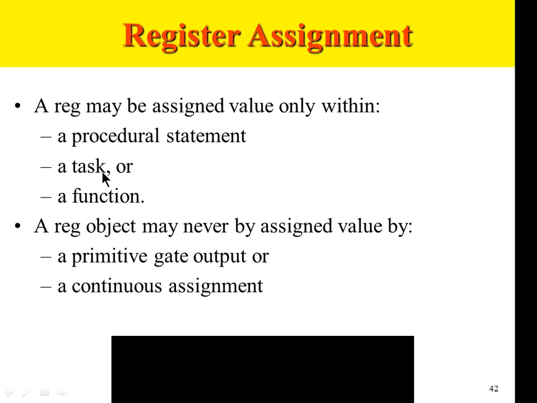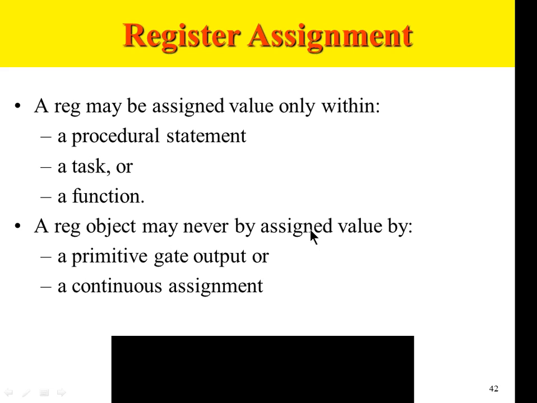Anything outside a task or outside a function, outside an initial block, outside an always block, a register cannot be assigned a value. If you do that, you'll get a compilation error, and you have to fix that. Outside the procedural statement and outside a task or function, we have to declare that as a wire, not a register. A wire can be assigned a value, and a wire has to be assigned a value outside the blocks. A reg has to be assigned a value inside the blocks.